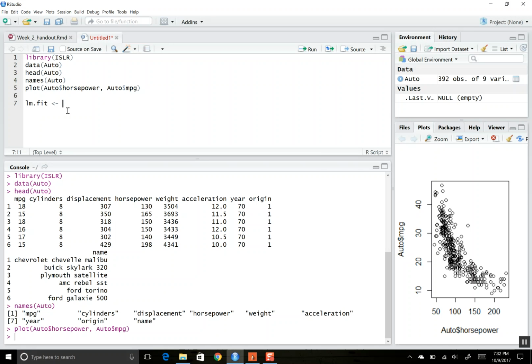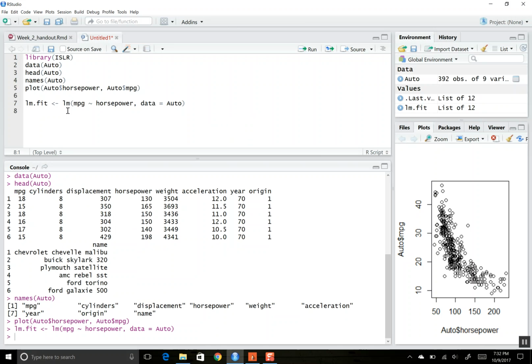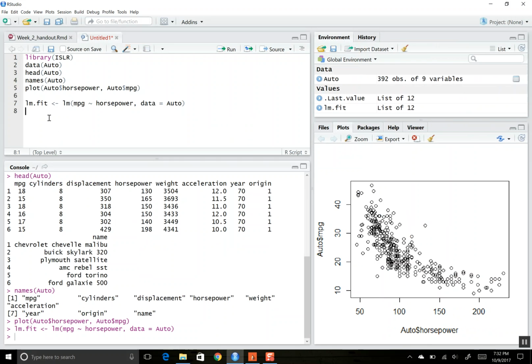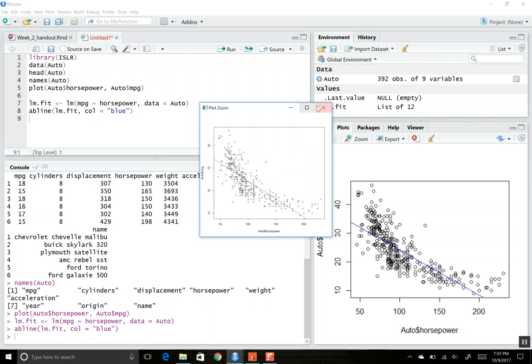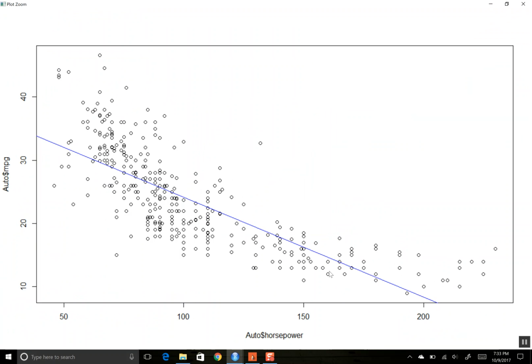And we would do something like using the function lm, and we would do mpg as explained by horsepower, and data equals auto. And this would be kind of our initial fit, and then if we wanted to add this, we can do something like abline lm.fit, and maybe we'll do color equals blue. Okay, and this is your linear model plot to fit a straight line to the relationship.